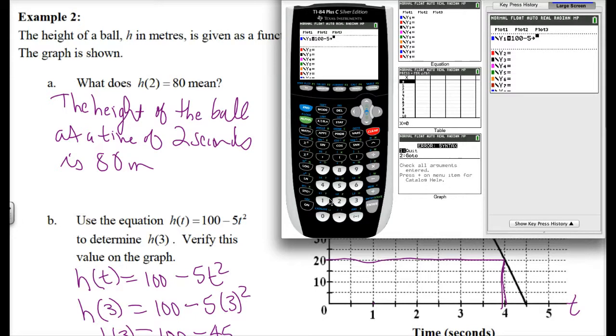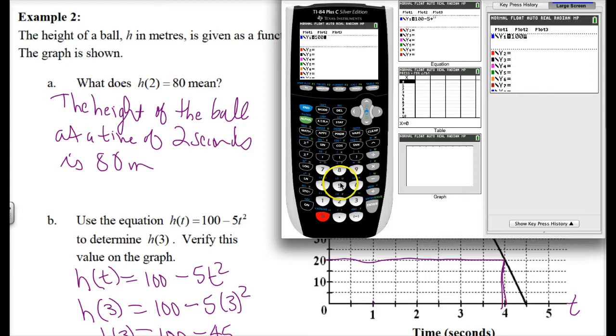Okay, that wasn't an x. Alright, let me do it on here. 100 minus 5x squared. Ah! I don't have a minus sign. Let's go back. Okay, so I want to go second function, insert, minus. I think we're there. Let's graph it.